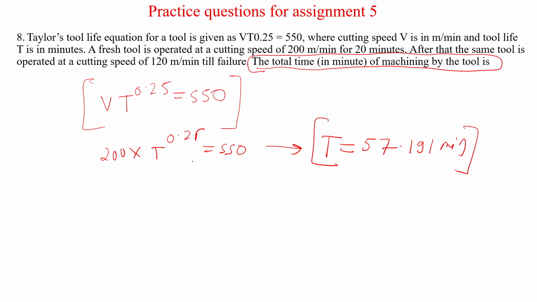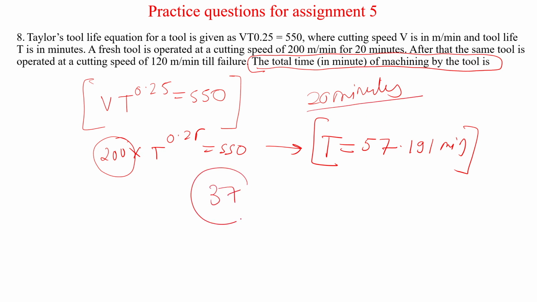So this means when you are doing the machining with 200 meter per minute, your tool life is 57. With this particular speed, the total time it can machine is 57 minutes. But out of this 57 minutes, 20 minutes you have already machined. Then how much is left? 37 minutes is left.